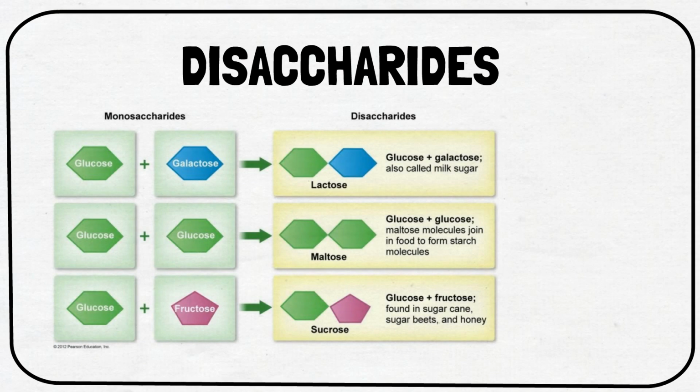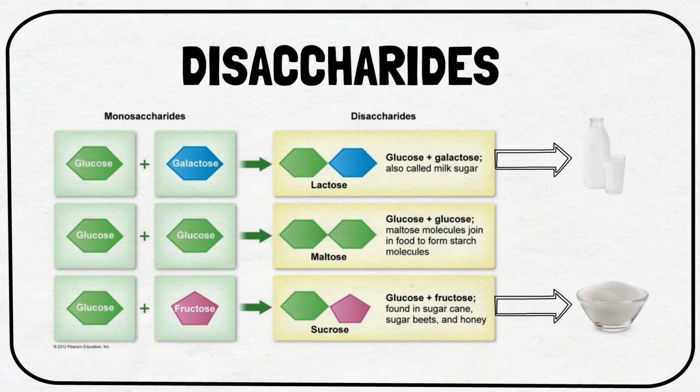Disaccharides are made up of two monosaccharides that are joined together. The most common disaccharides are sucrose, lactose, and maltose. Sucrose, also known as table sugar, is made up of glucose and fructose. Lactose is found in milk and made up of glucose and galactose. Maltose is formed from two glucose molecules and is commonly found in beer and malted grains.